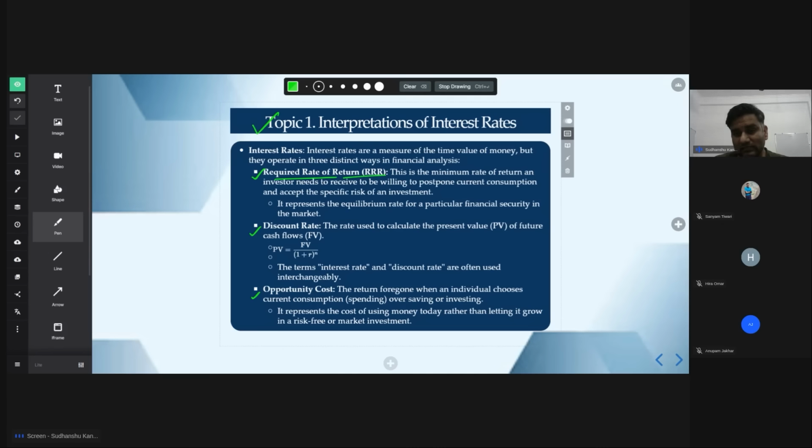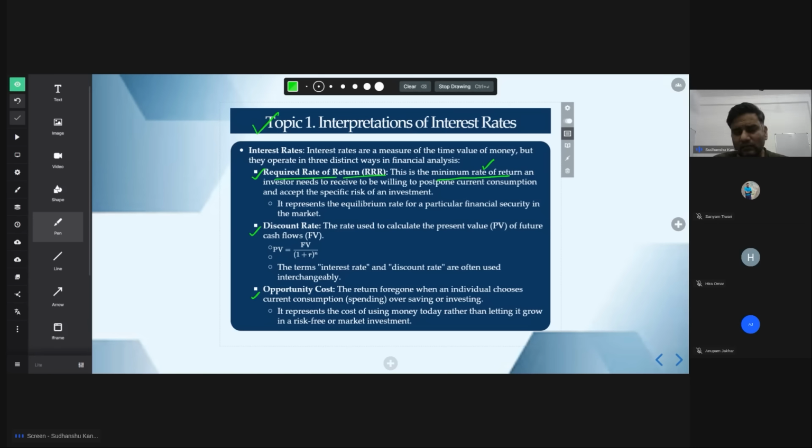Required rate of return is the minimum rate of return an investor is expecting for taking risk and postponing consumption. It is that equilibrium rate that balances your investors' willingness to save and borrowers' demand for funds. So it gives you the equilibrium.